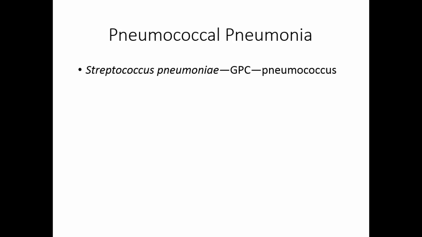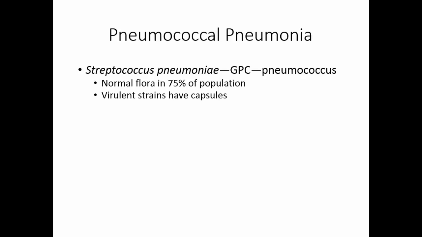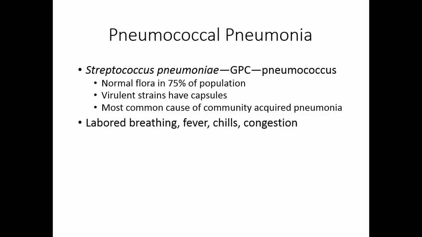Streptococcus pneumoniae, which is a gram-positive coccus, sometimes known as pneumococcus, is the causative agent for pneumococcal pneumonia. This organism is normal flora in about 75% of the population. The virulent strains have a capsule, and that's what helps them with their virulence. This is the most common cause of community-acquired pneumonia. Now, a community-acquired disease is something that you get from being in the community rather than being in a healthcare facility. With pneumococcal pneumonia, there is labored breathing, fever, chills, and congestion.